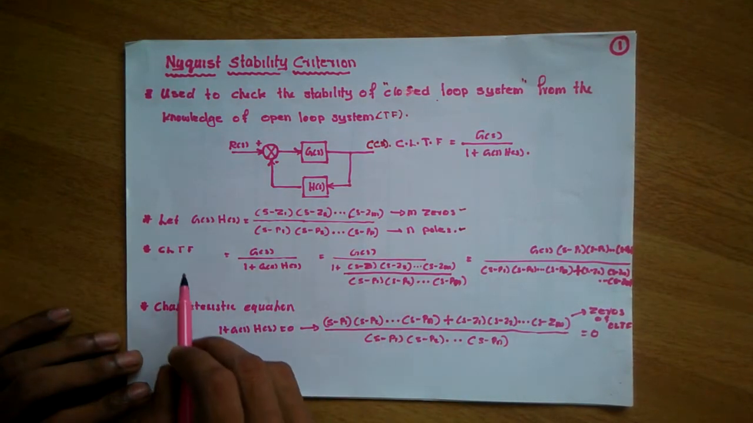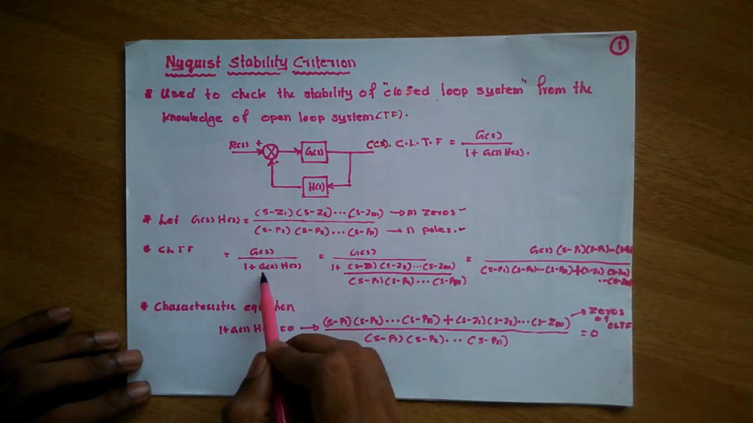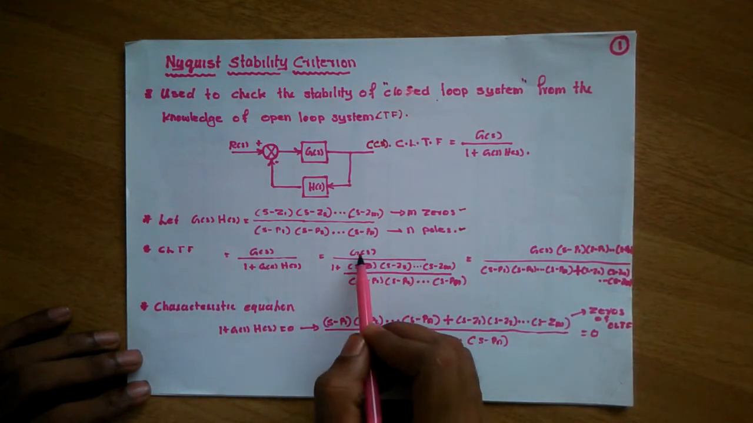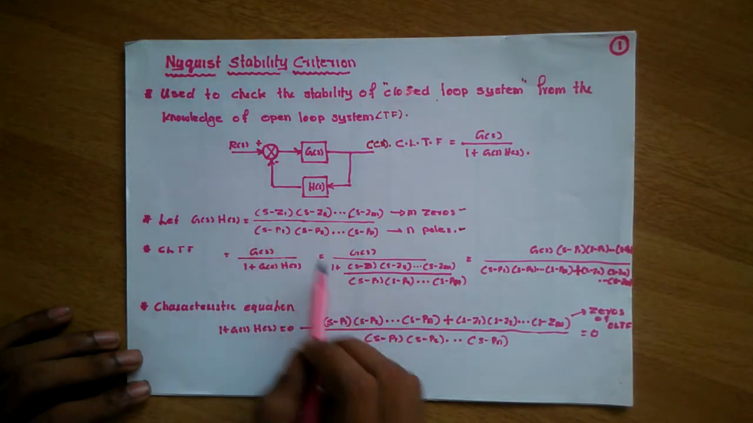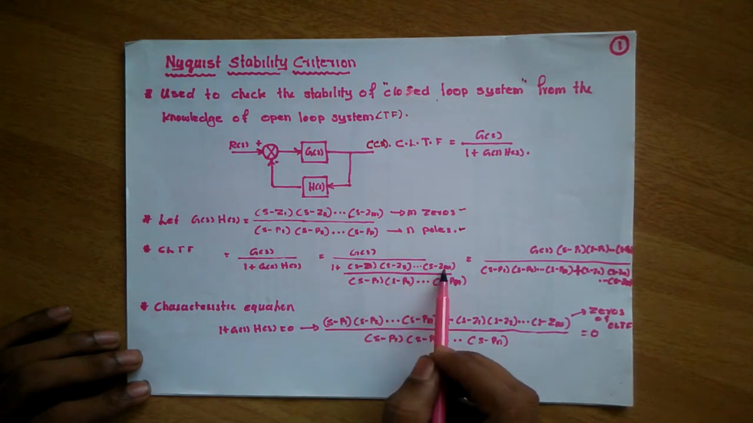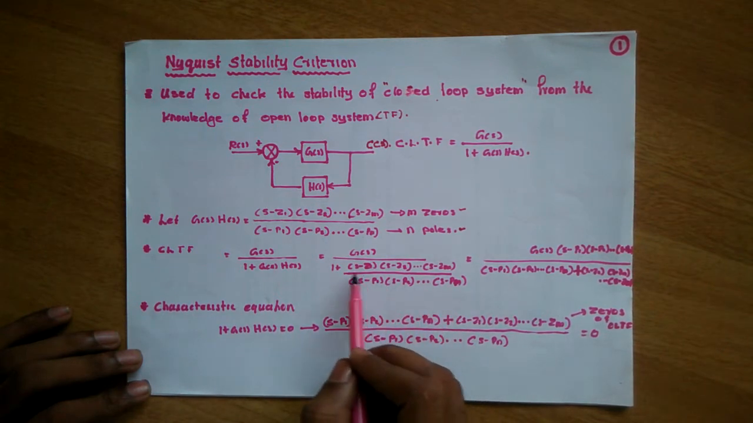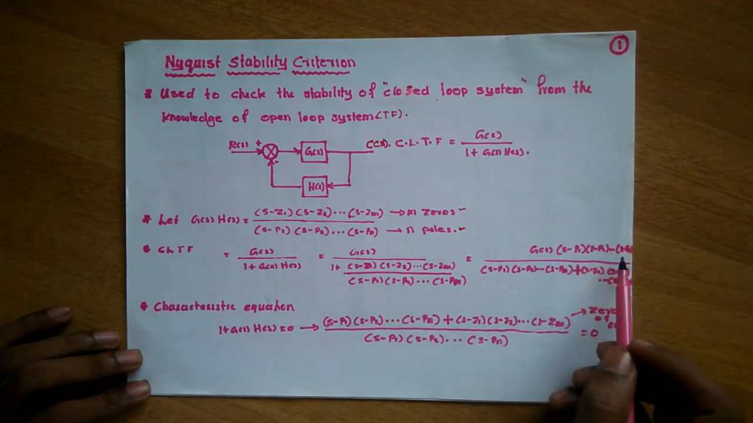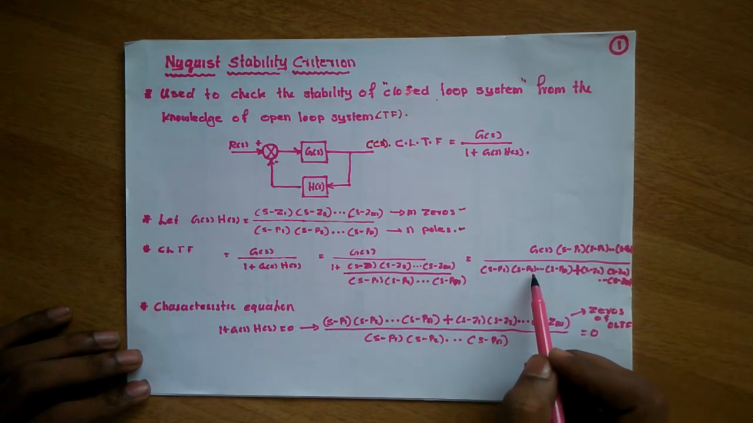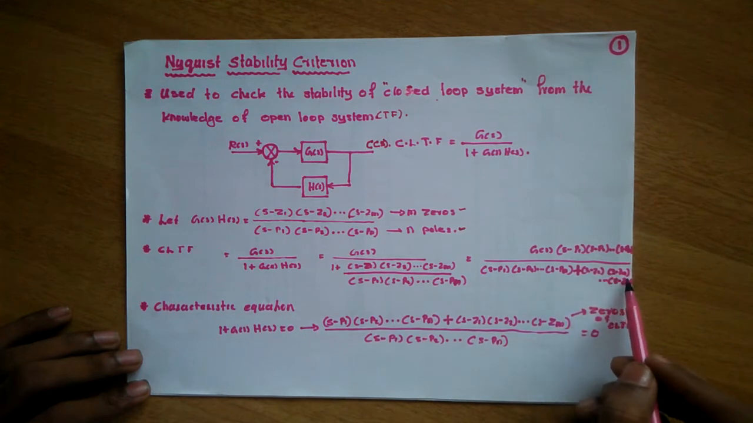If I write the closed loop transfer function, which is of the form G of s divided by 1 plus G of s H of s, it will look like G of s divided by 1 plus, and I have the value for G of s H of s as (s minus z1) into (s minus z2) up to (s minus zm) divided by (s minus p1) into (s minus p2) up to (s minus pn). Taking LCM and taking the denominator to the numerator, I will get it as G of s into (s minus p1) into (s minus p2) up to (s minus pn) divided by (s minus p1) into (s minus p2) up to (s minus pn) plus (s minus z1) into (s minus z2) up to (s minus zm).